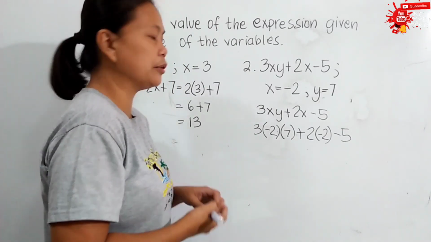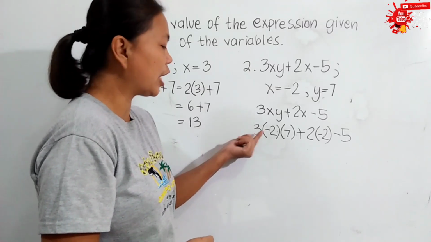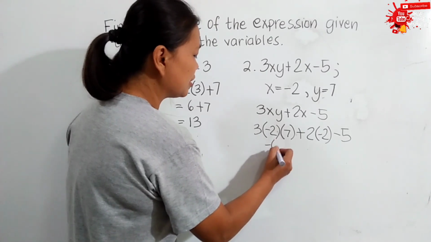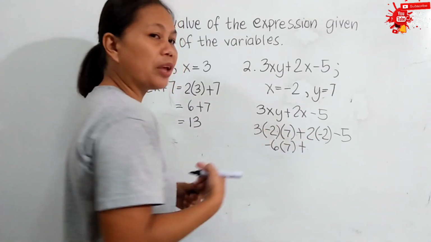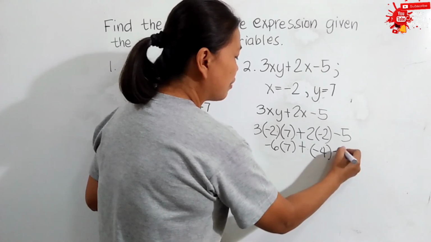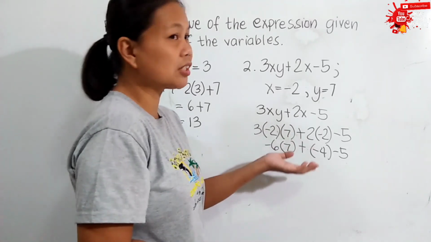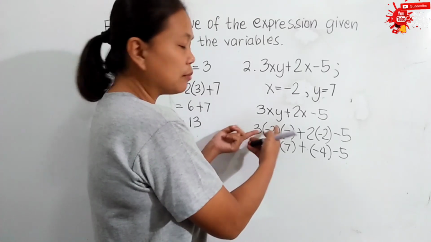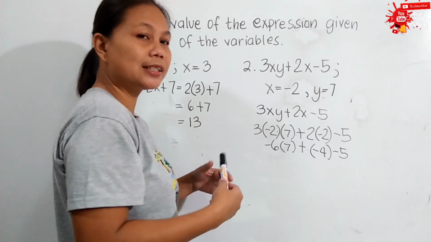So let us continue following the rule for signed numbers. We have here 3 times negative 2. They have different signs, so the product is negative. We have negative 6 times 7 plus 2 times negative 2. We have different signs again, so the product is negative 4, then minus 5. Now for GEMDAS, we can simplify those multiplications from left to right at the same time, just like what we did in 3 times negative 2 and 2 times negative 2. Okay? Now, let us simplify again.